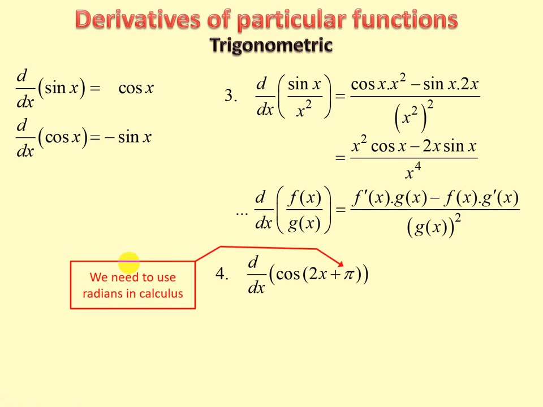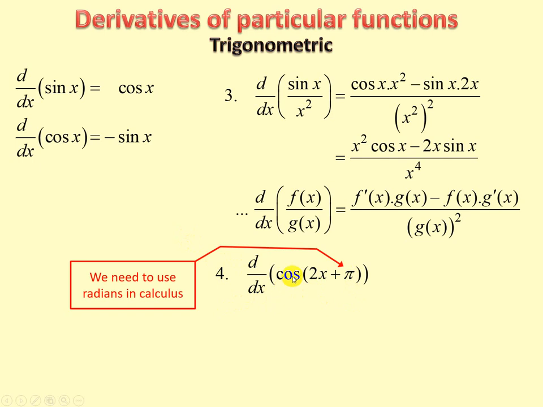Let's have a look at this one. This here is a composite function using the chain rule. Note here we need to use radians in calculus. You will never see degrees in calculus. We square angles, we do all sorts with them, so we cannot use degrees. So that's pi. Pi is 180 degrees if you want the equivalent.